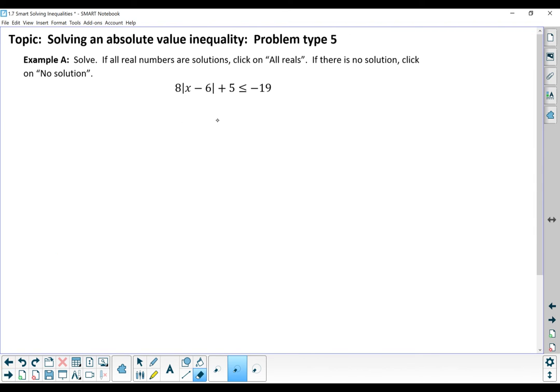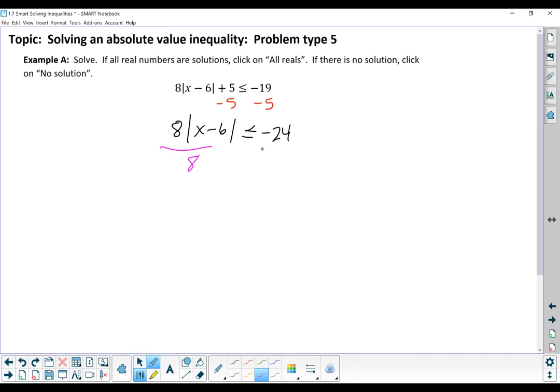This time we are going to have to do a little bit to clean up that inequality first. We're going to subtract 5. So we have 8 times the absolute value of x minus 6 is less than or equal to negative 24. We're going to divide by 8 to get absolute value of x minus 6 is less than or equal to negative 3.